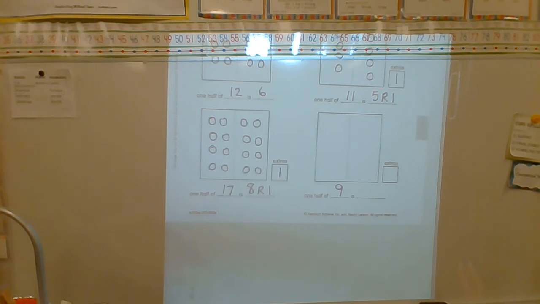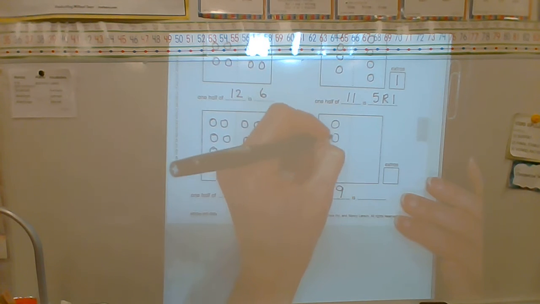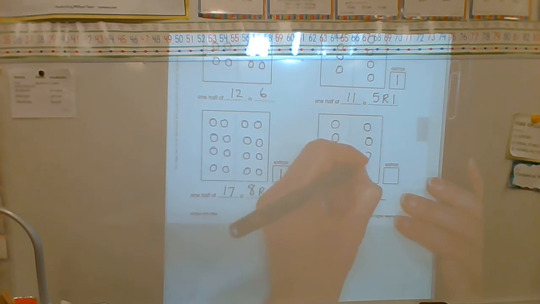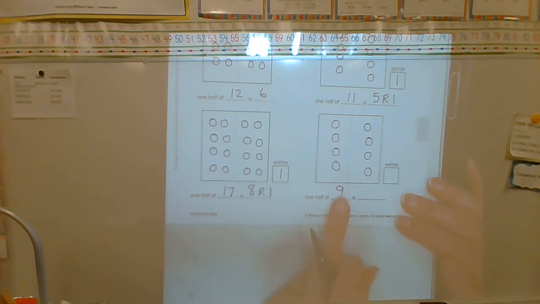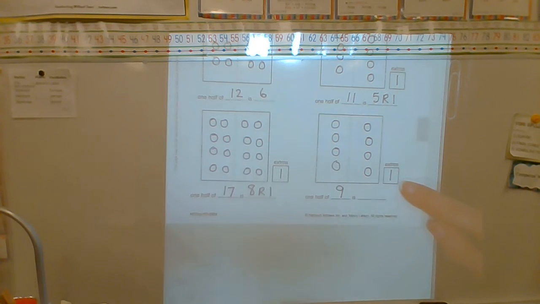Because what gets us to 8? That's right, 4 plus 4. 4 pennies for you, 4 pennies for the friend. But wait, I'm trying to get to 9, which means I have how many extras? That's right, 1. So we would write it 1/2 of 9.